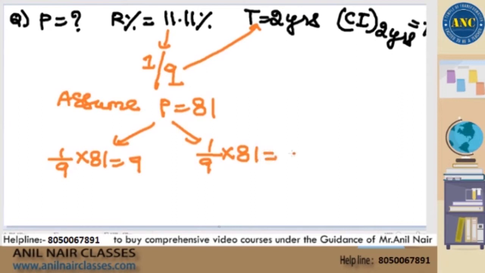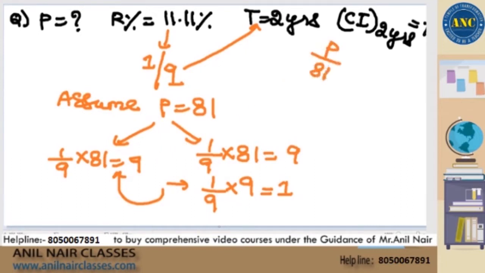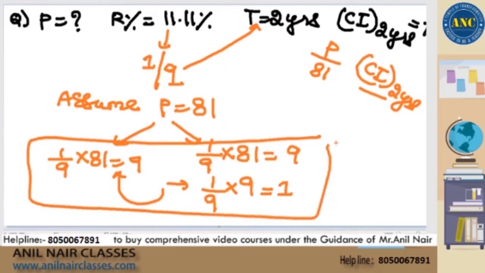SI for the first year and SI for the second year is the same. In CI, there will be an interest on previous year. Previous year interest is 9. On that one, interest will be calculated. 1 by 9 into 9 is 1. So, total how much did I get? If the principal is 81, CI for 2 years, whatever it is there in the bracket: 9 plus 9 is 18, 18 plus 1 is 19.